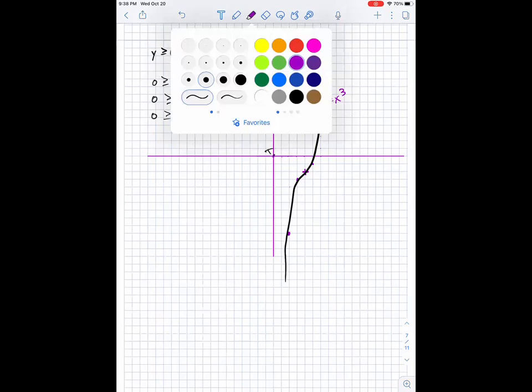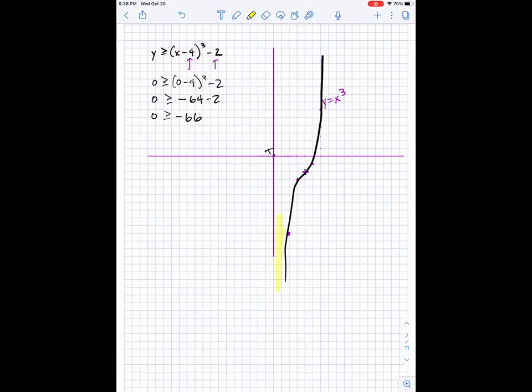Now, you could also look at this logically. It's asking for the y's that are bigger. It says y is greater than or equal to. So, getting a little distracted by my shading, sorry. Any y that's bigger than this y here is going to be this side. Any y that's bigger goes up this way. So you can also see it logically there.